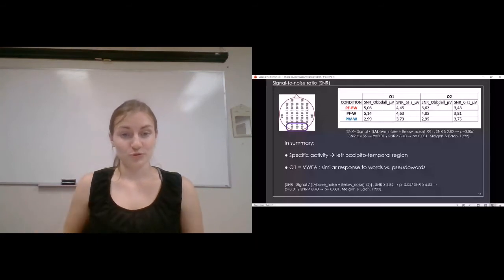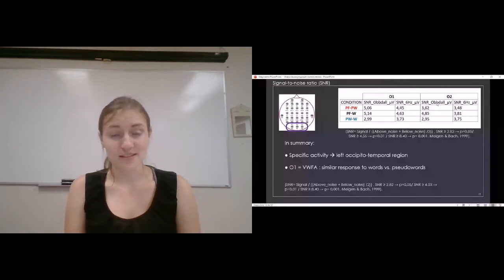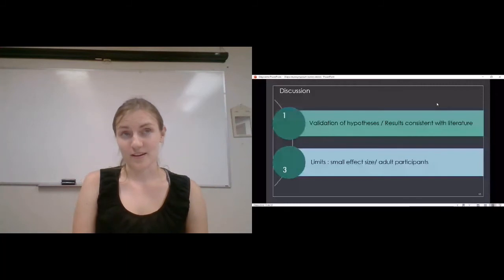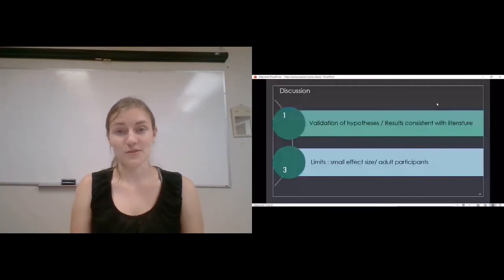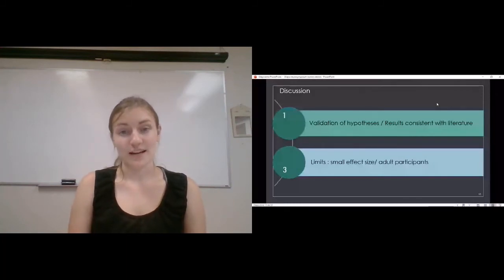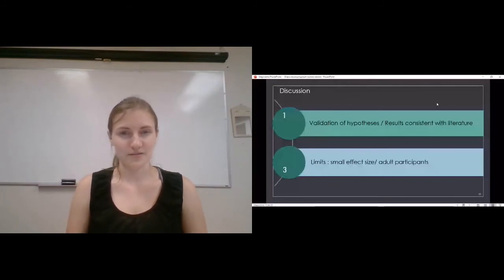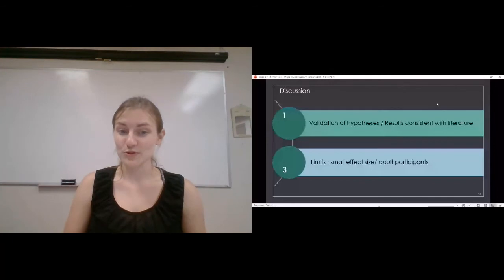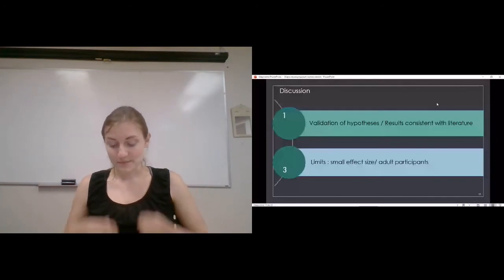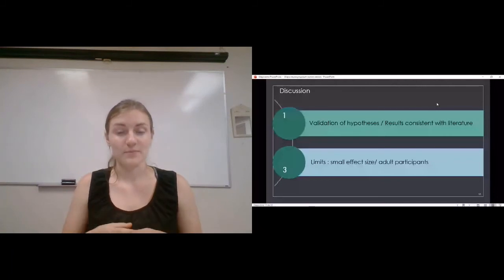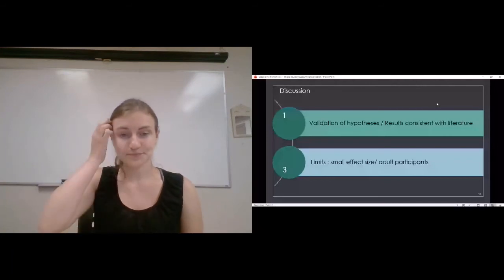So to conclude, we have confirmed our hypothesis. We did find a visual word form area activation in our adult participants. We failed to find an activation difference in pseudo-words and words, which is actually consistent with the literature, where many studies don't find a difference in activation of the visual word form area for words or pseudo-words. This might be due to the fact that the visual word form area might be involved before semantic processing.